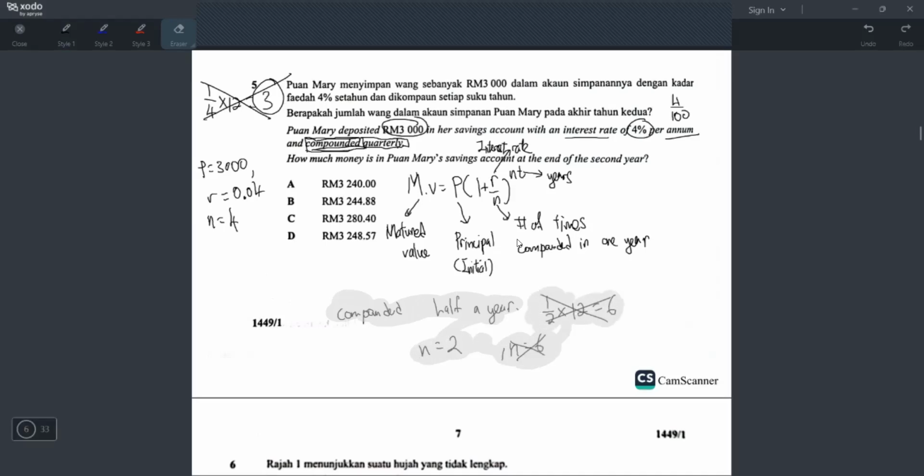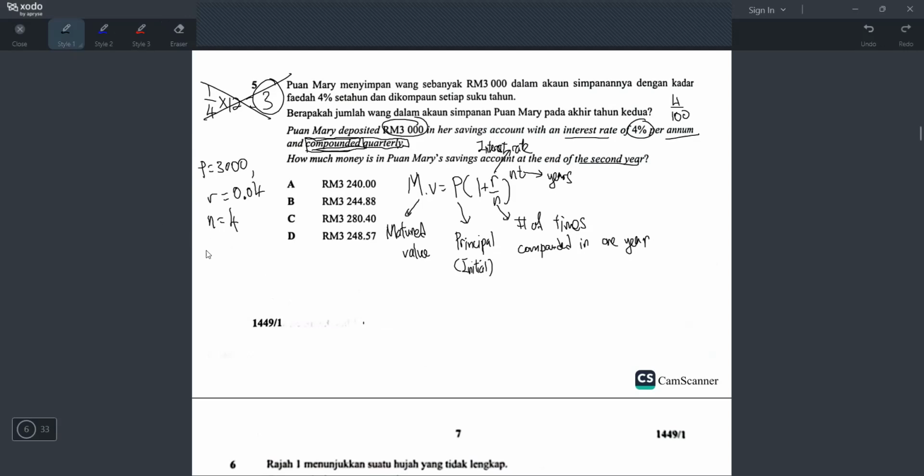Okay, let's keep reading. How much money is in Puan Mari's savings account at the end of the second year? At the end of the second year, so the T is 2, right? And then they ask you to find how much money is in the savings account. So I'm finding the MV, meaning the matured value, right? The matured value means the new value. I hope you understand what is P and what is MV. P is the old value, the initial amount. And then MV is the final amount, after you calculate all the interest.